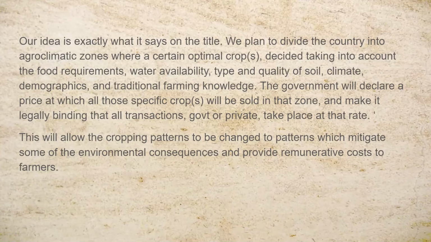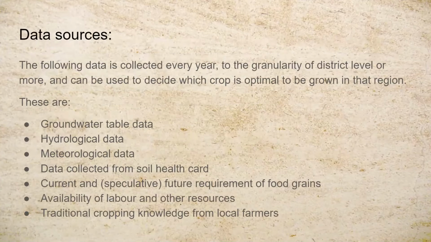The data sources. The following data is collected every year to the granularity of district level or more and can be used to decide which crop is optimal to be grown in that region. These are groundwater table data, hydrological data, meteorological data, data collected from soil health cards, current and future requirement of food grains, availability of labor and other resources, and traditional cropping knowledge from local farmers.